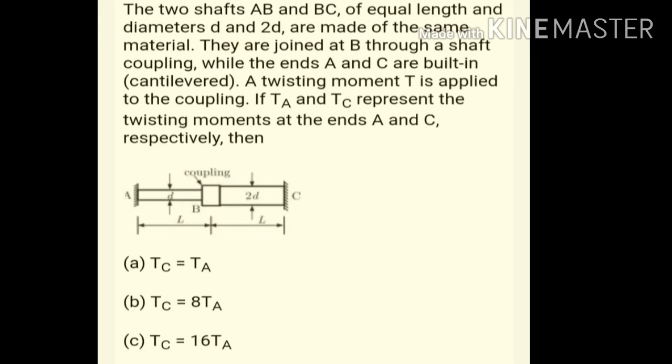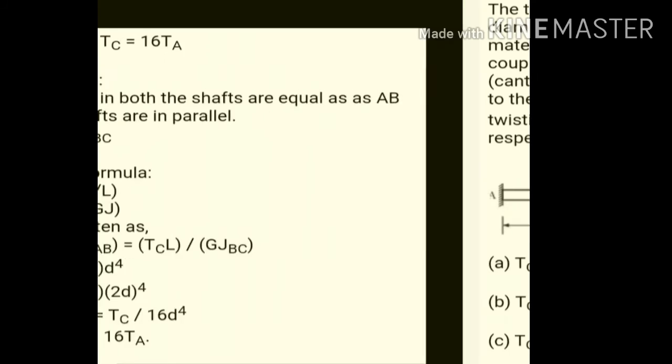So options given: A, TC is equal to TA, B, TC is equal to 8 TA, C, TC is equal to 16 TA, D, TA is equal to 16 TC. Here one diameter is twice the other diameter. So you know that torsion T is equal to pi by 16 fs d cube. One is d and another is 2d. So these two are not equal because they have different diameters.